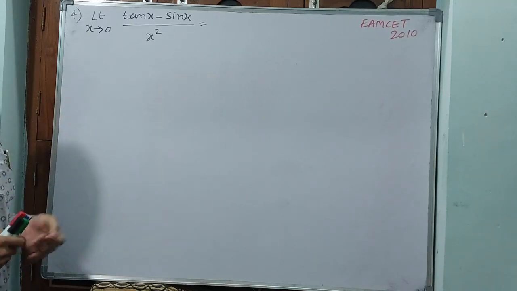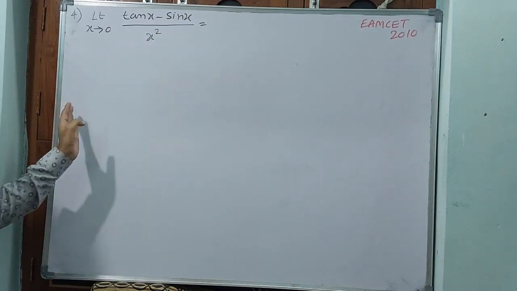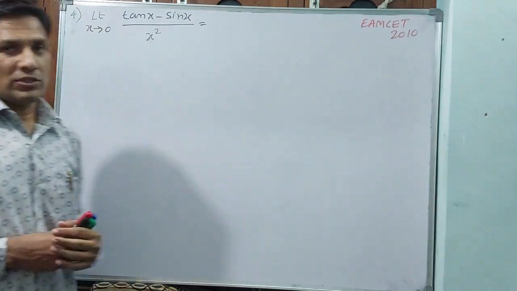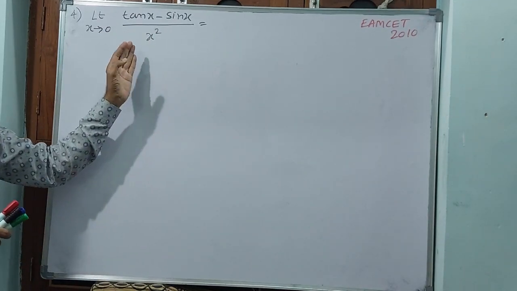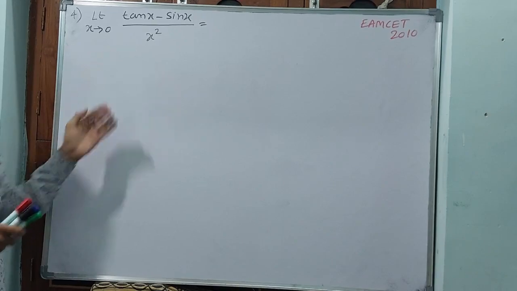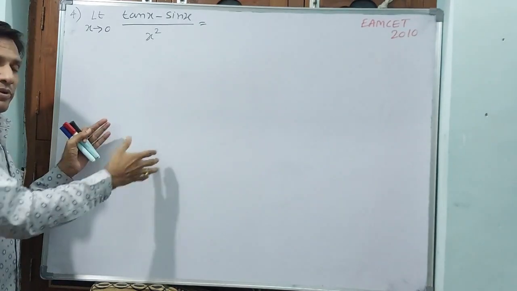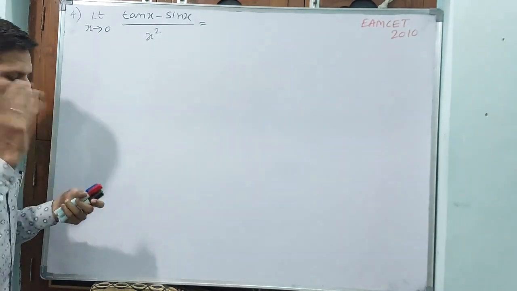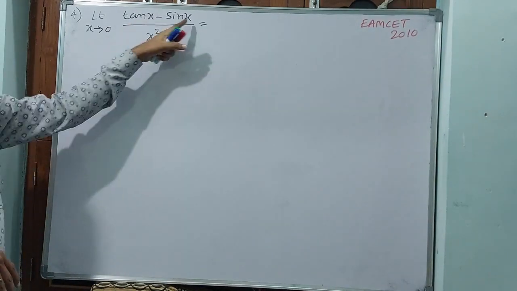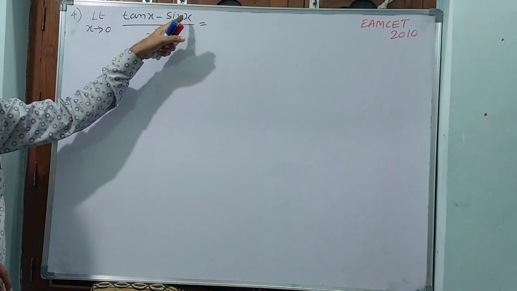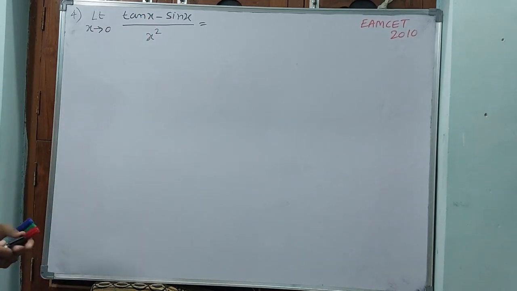Okay, see. Fourth question: limit x tends to 0, tan x minus sin x by x square is equal to how much, they are asking. EAMCET 2010 question. Observe this question carefully. Because we are taking parts, and how we are changing that part? If you are making two parts, one you can apply L'Hospital rule, one you cannot. Without L'Hospital rule also, you can do this question. Observe carefully. Sin 0 is 0, tan 0 is 0, 0 minus 0 is 0, 0 by 0 is coming. That is why we are unable to do it in the normal way.